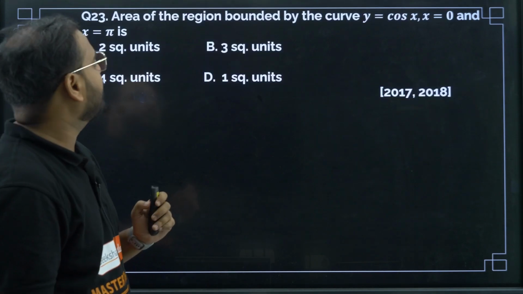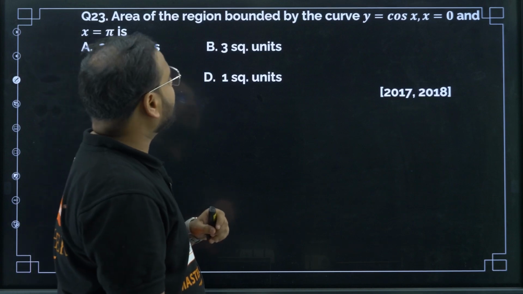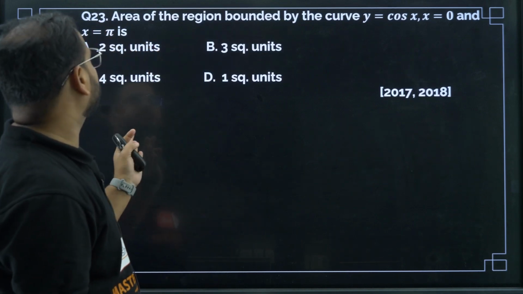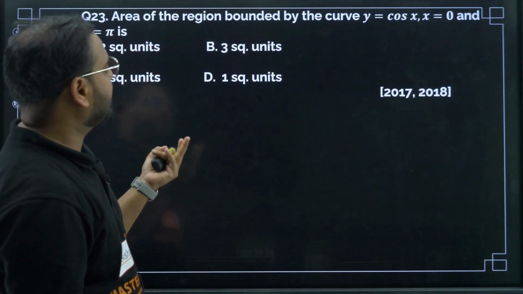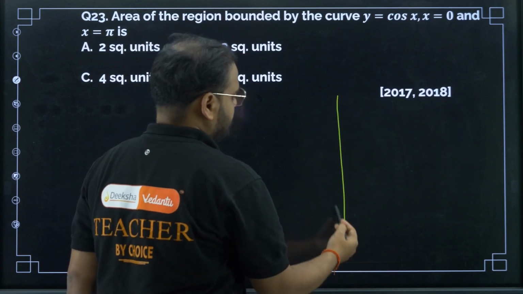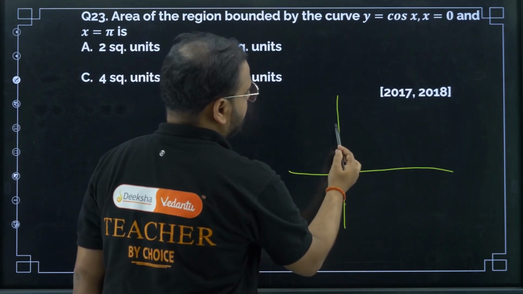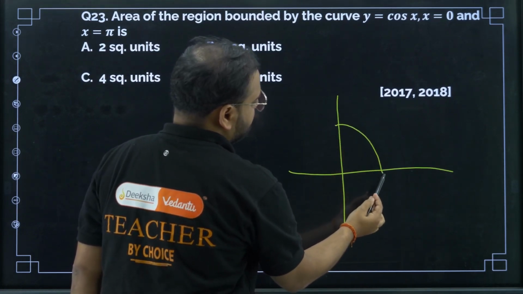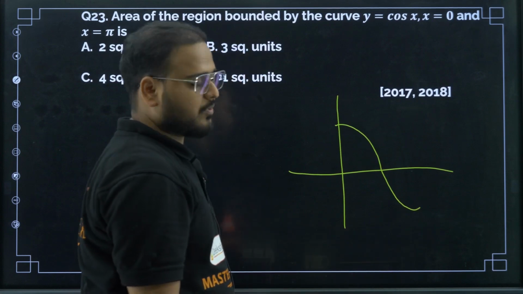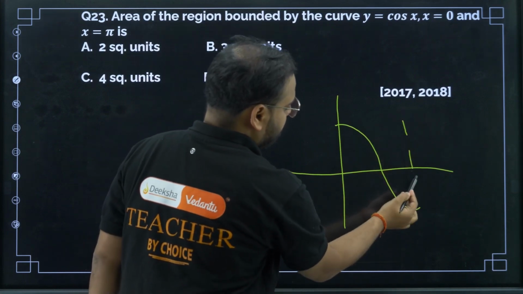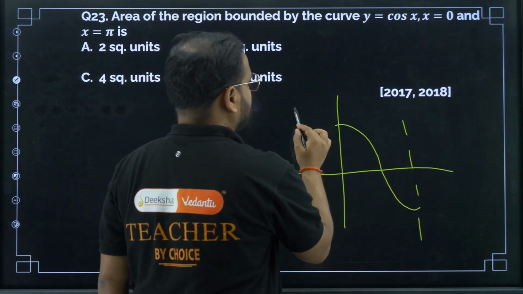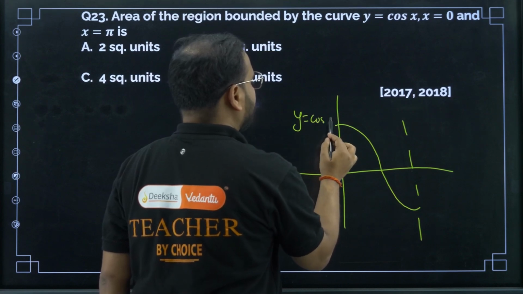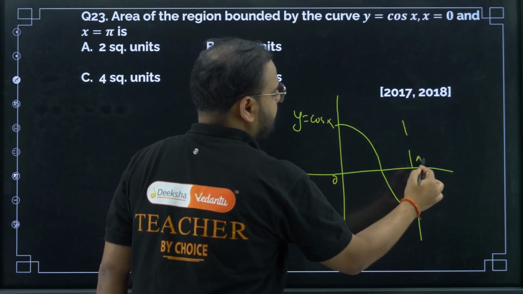Hope this is visible. Moving on to question number 23. Area of the region bounded by the curve y equal to cos x, x equal to 0 and pi. Excellent question. 0 to pi cos x. How will this look like? 0 will be here, at pi by 2 it will become 0, at pi it will become minus 1. So this is my curve. Cos x, what is this? Cos x. Y equals cos x. From where to where? From 0 to pi.